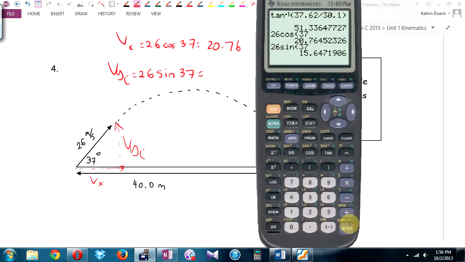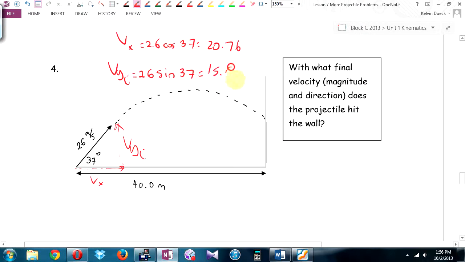Sine gives me 15.6. I'm going to go 15.647. I'll carry an extra sig fig.